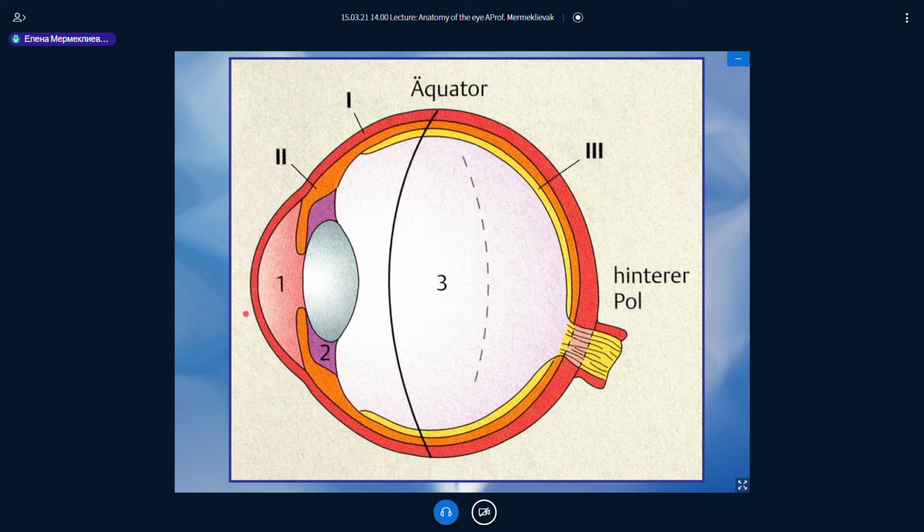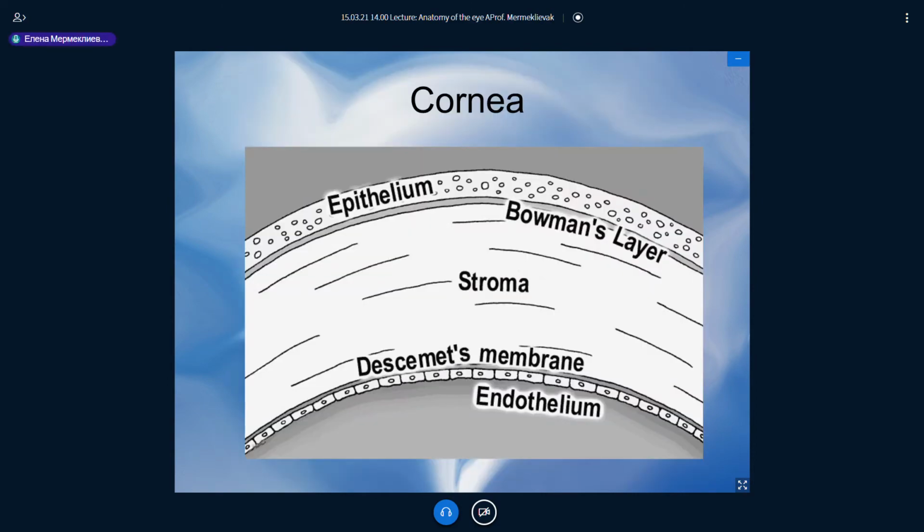Here is the cornea, the sclera. After that is the uvea, the choroid. After that, it passes to the ciliary body and the iris and the retina, the neural part of the eye. If you have any questions, you can interrupt me and ask.